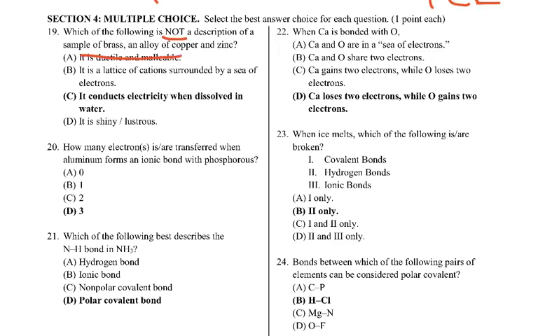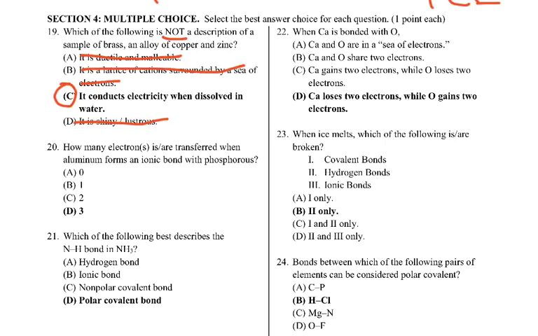It is a lattice of cations surrounded by a sea of electrons. That's the classic definition. That's not the answer. It conducts electricity when dissolved in water. Okay, metals do not dissolve in water, but you might be fooled. It says, yeah, metals are good conductors, but you don't dissolve them in water. And shiny and lustrous, okay, that is definitely a metal. So answer C. How many electrons are transferred when aluminum ion forms an ionic bond with phosphorus?